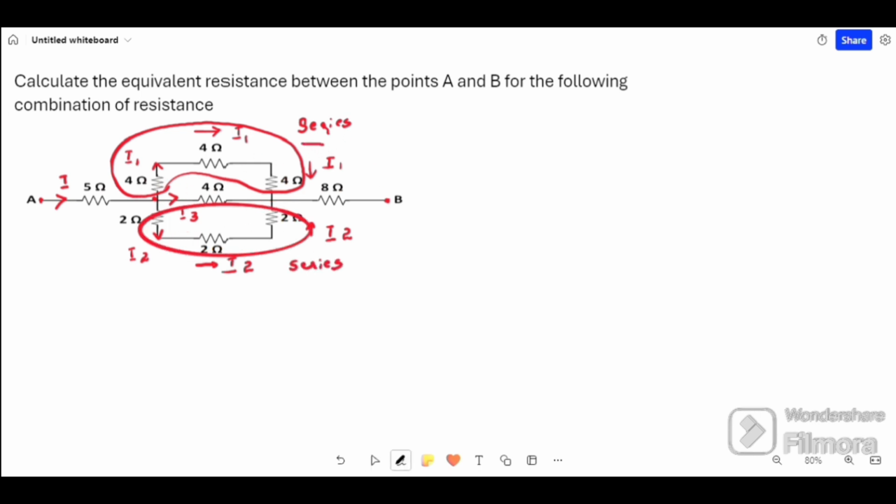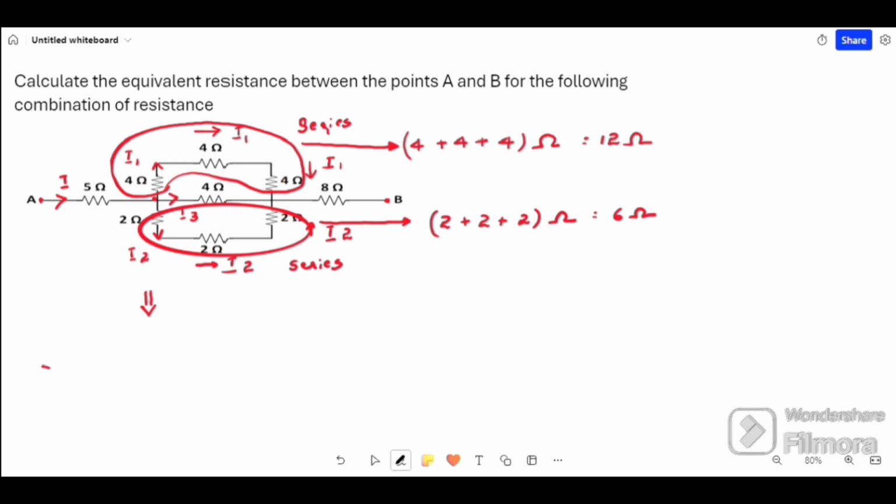Now for series connection, we know the formula that R equivalent is the sum of the resistances, that is 4 plus 4 plus 4 ohm. So when we add up all this, we will get 12 ohm. Similarly, we can find for the bottom path also, that is 2 plus 2 plus 2 ohm. That is nothing but 6 ohm.